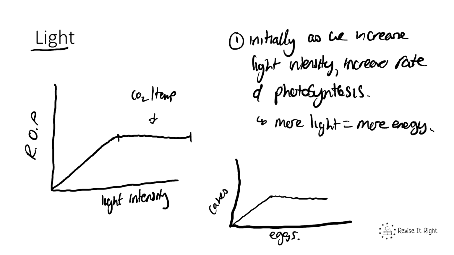So what that tells you is at this point in the graph, light was a limiting factor. However, at this point here, light is no longer a limiting factor and another factor is affecting it. It could be carbon dioxide or temperature, or in our cake example, it could be flour. Importantly, as we increase light intensity, we increase the rate of photosynthesis until another factor is limiting the rate of photosynthesis.